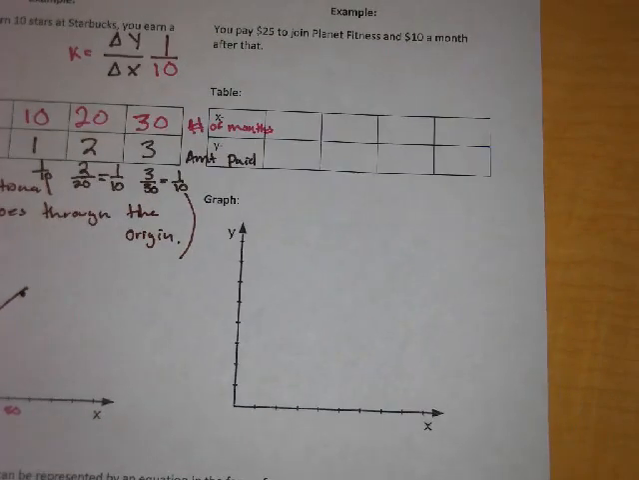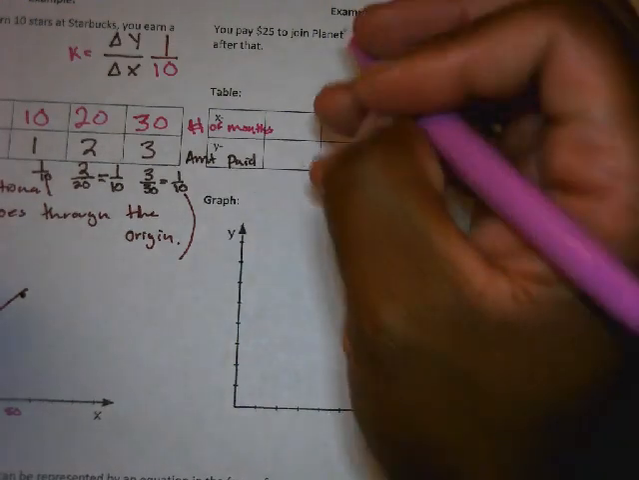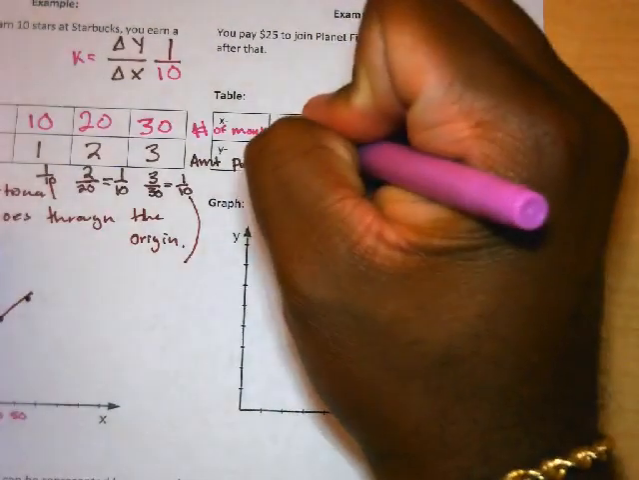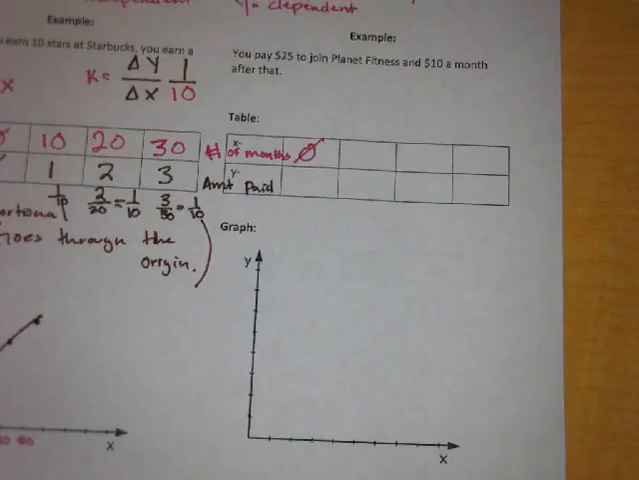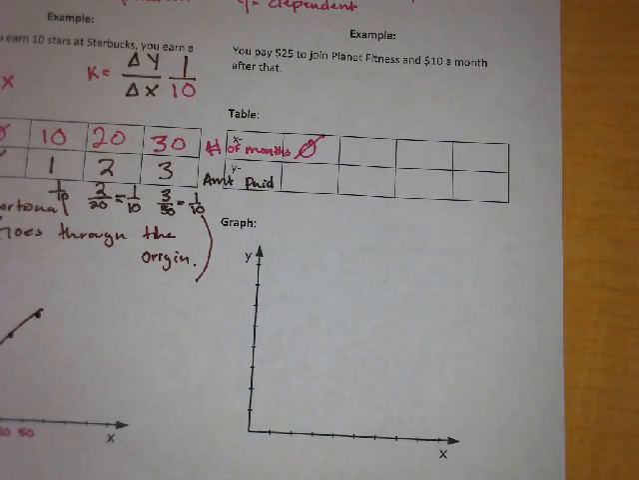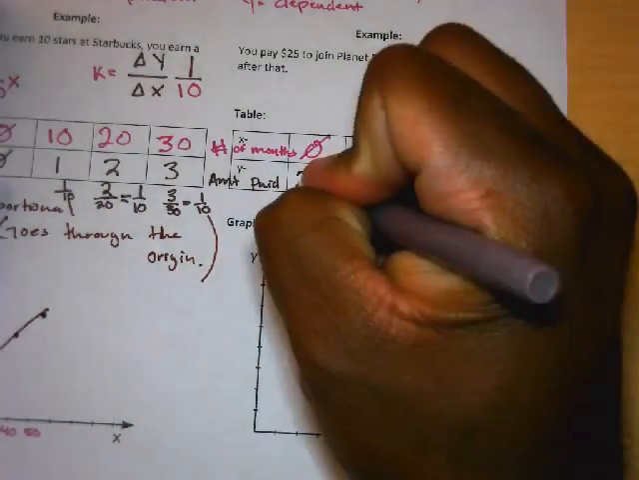Okay, so if I join this gym and I start at 0 months, I'm still going to pay that initial $25 fee. I mean, it's $25 just to join the gym, so I'm still going to pay that $25.